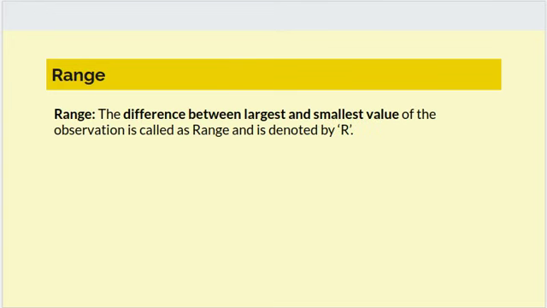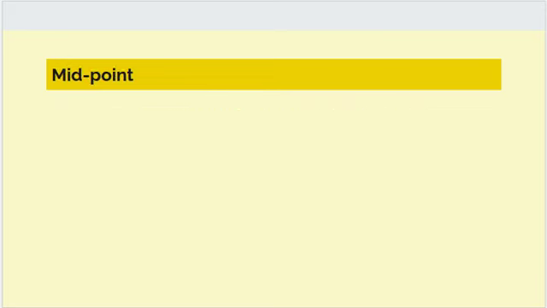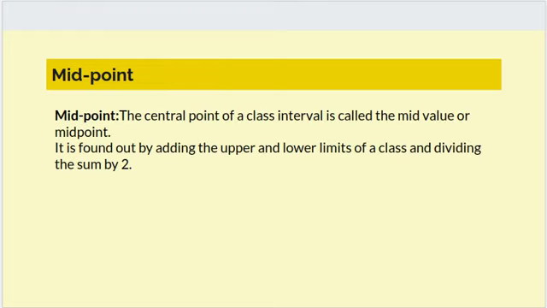And next is range. Range is nothing but the difference between maximum minus minimum. That means the largest minus smallest. Whereas midpoint is the average of the class interval. That is the center point of a class interval, called the mid value or midpoint. So how do we find this? By adding upper and lower limit, the sum divided by 2.